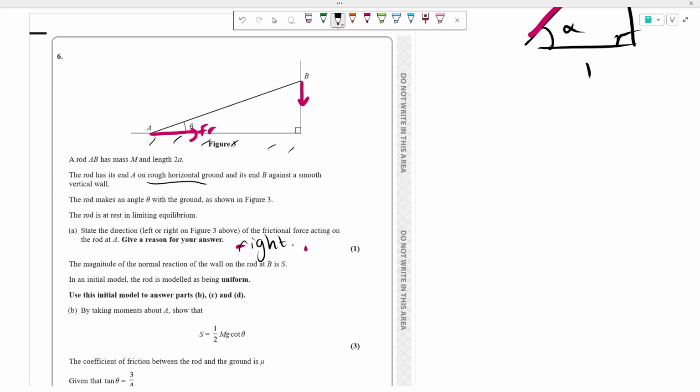All right, let's start to annotate some stuff. We know friction is going towards the right. We'll use that. I'm going to call this RA, and I know in the mark scheme they call it different letters. I'm going to call this RA and RB.